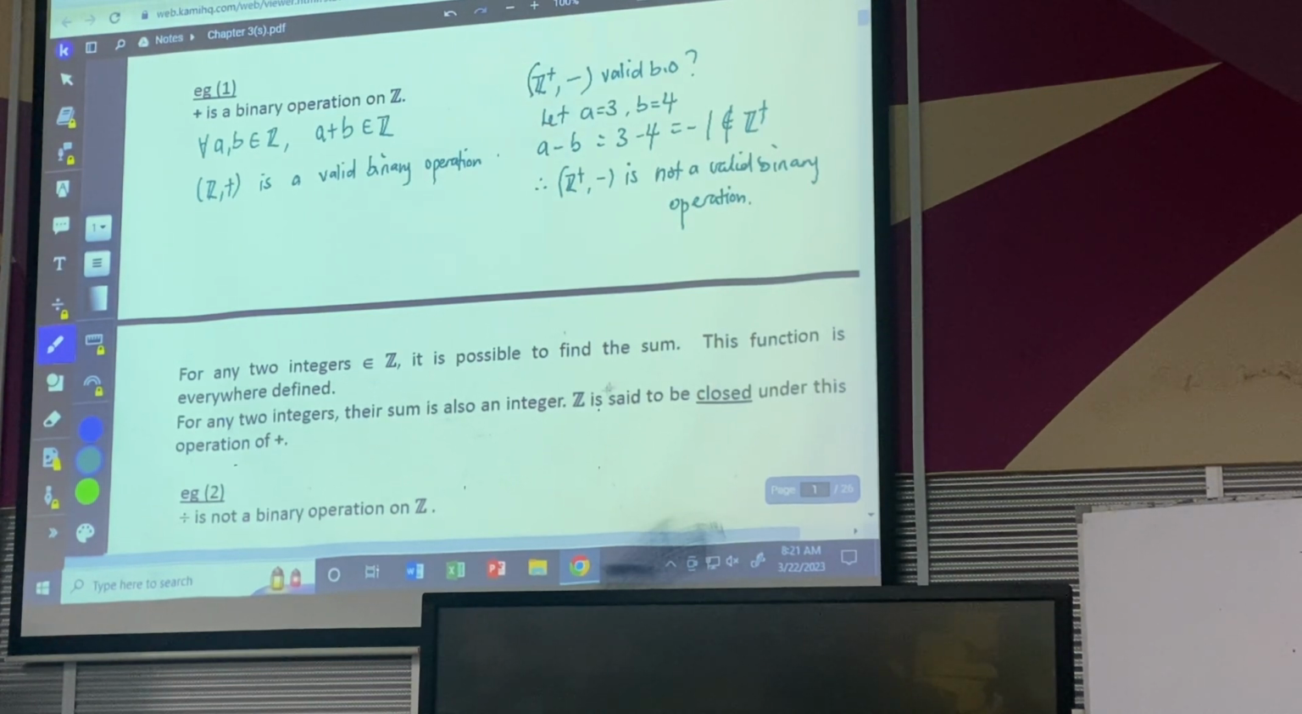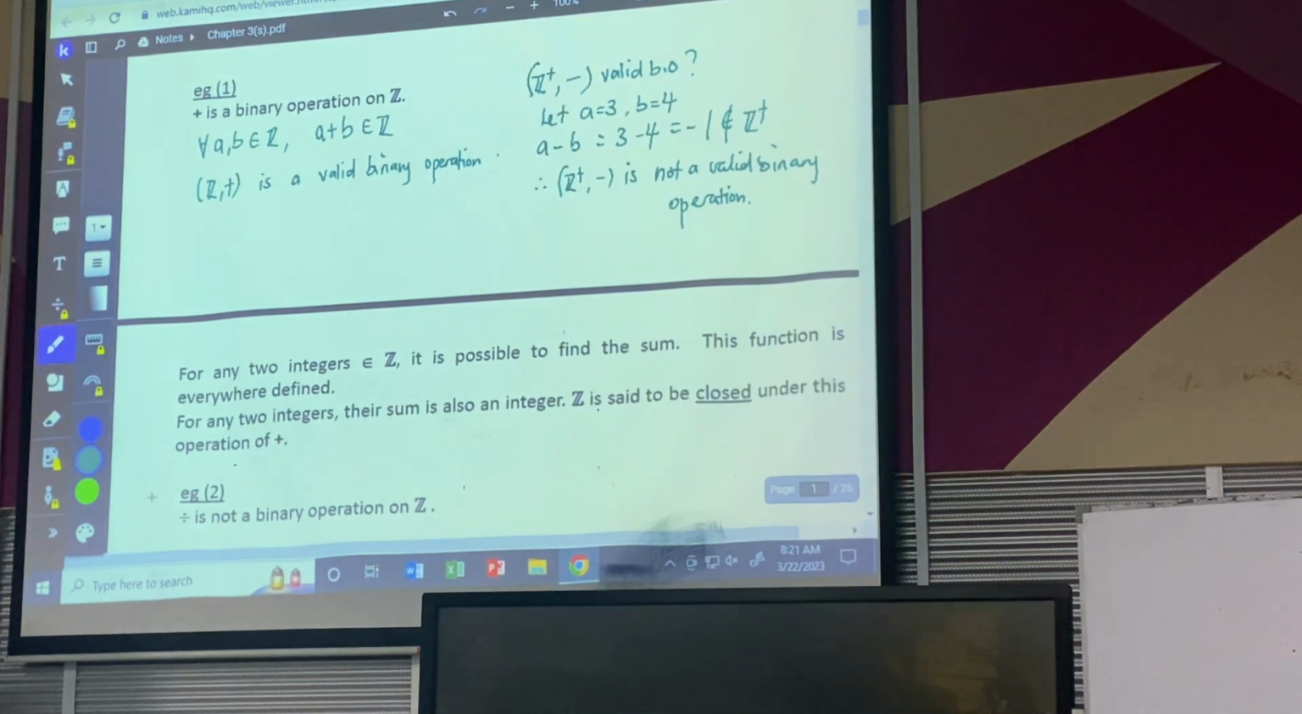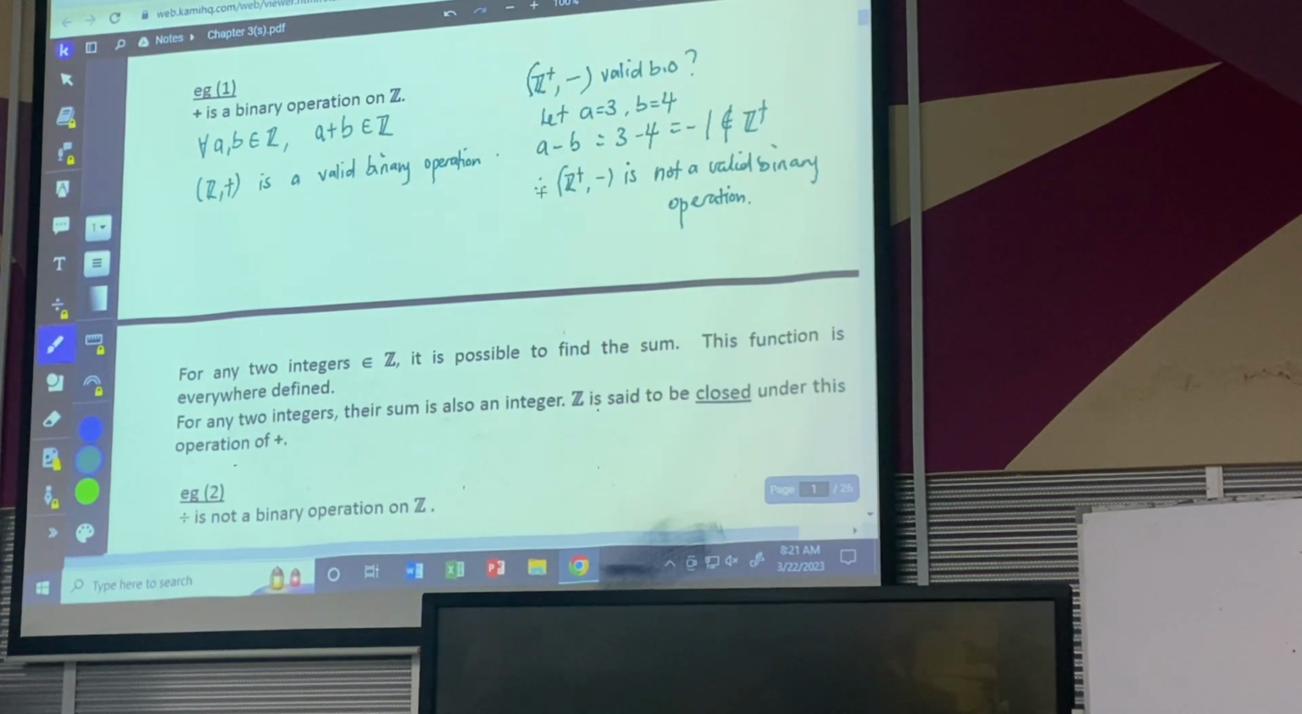When you say that the set of integers is closed under the operation plus, meaning that whenever you take any two integers, the answer will be from the set of integers also. That is what we mean by the set of integers is closed under the operation plus. Okay? But if it is minus like this, with positive integers, then you cannot say that the positive integers are closed under the operator minus. You cannot say that anymore. Okay?